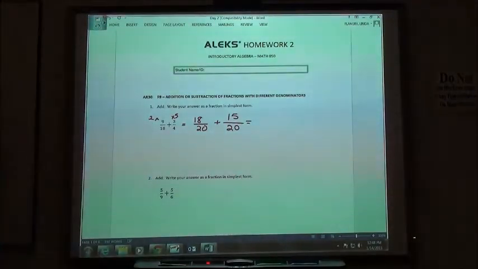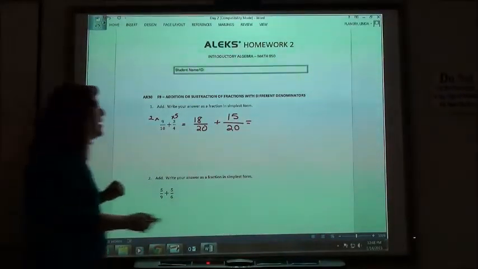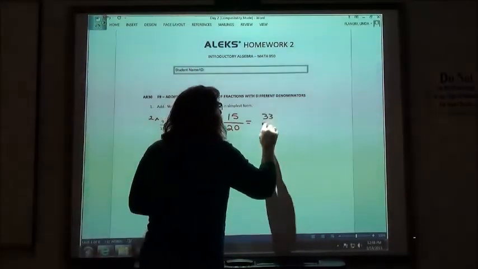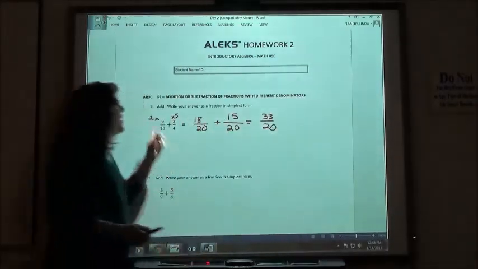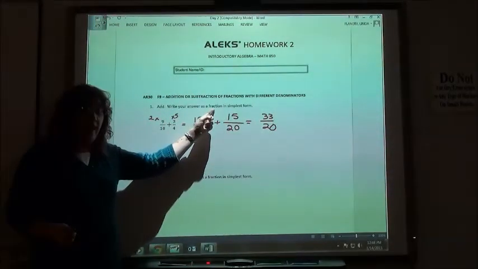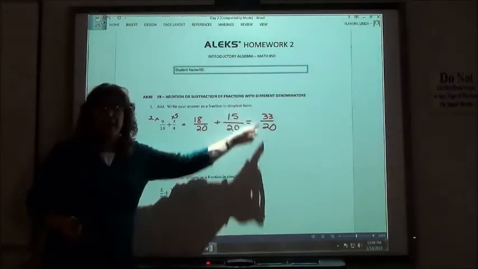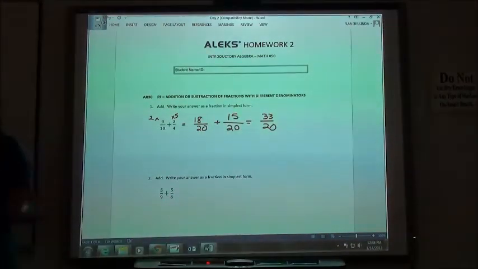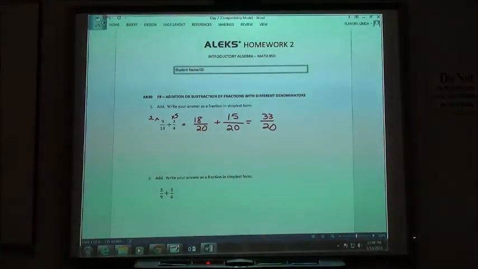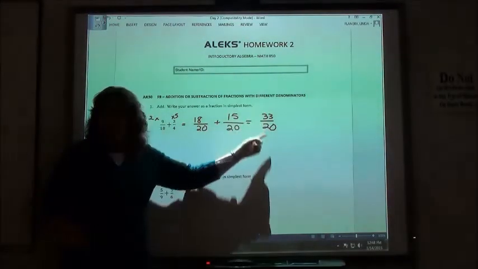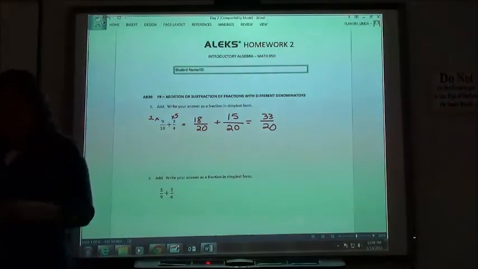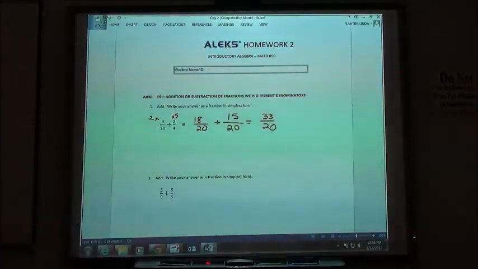Now I'm going to go ahead and add my numerators. If you do 18 plus 15, you get 33. So I'm going to get 33/20. Now when it tells me to write my answer as a fraction in simplest form, they want you to leave it as a fraction. They don't want you to change it to the mixed number. They just want to make sure you can't reduce it. I don't have any common factors where I could reduce that down any lower. I can't divide them both by 2 or 3 or whatever it might be. So I'm just going to leave it as 33/20.